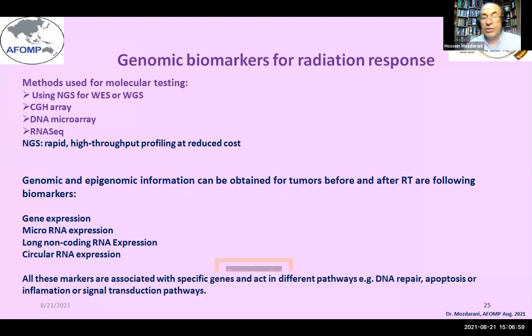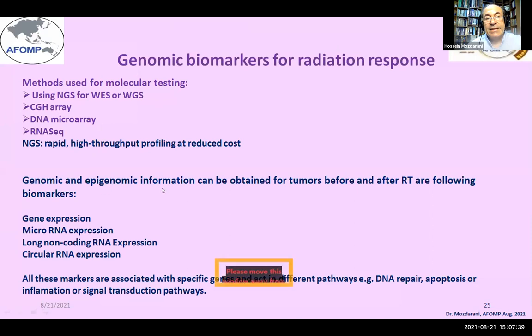Different methods are used for genomic biomarkers of radiation response. They are all high throughput methods that provide large amounts of data, like next generation sequencing, for whole exome sequencing or whole genome sequencing, CGH array, DNA microarray, and RNA sequencing. These are all rapid high throughput profiling methods and are carried out at reduced cost.